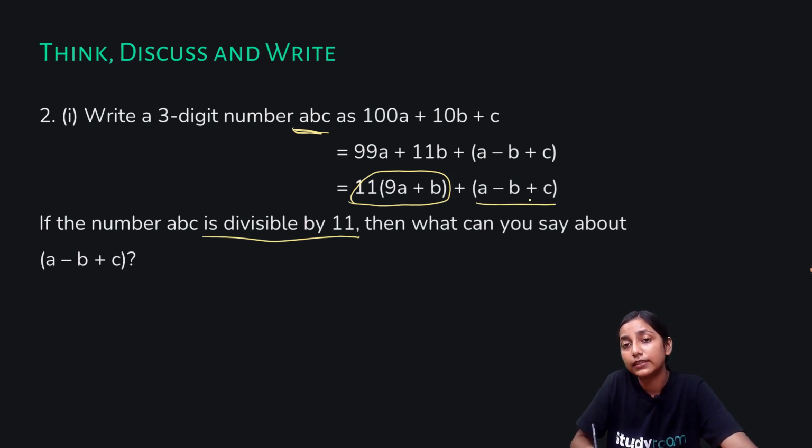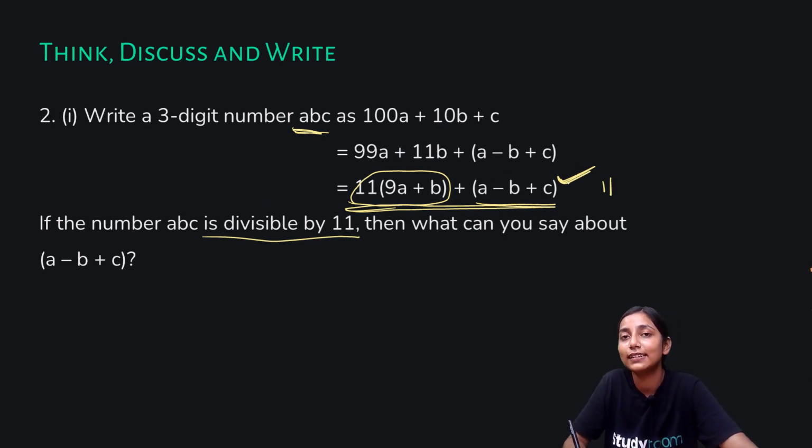But for this whole number to be divisible by 11, what can you say about this number A minus B plus C? This has to be divisible by 11, because only then you can take 11 common from all these values and this whole number will be divisible by 11. So what can you say about this? A minus B plus C has to be divisible by 11.